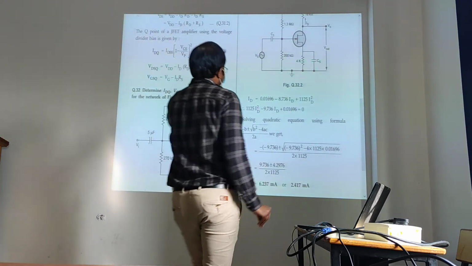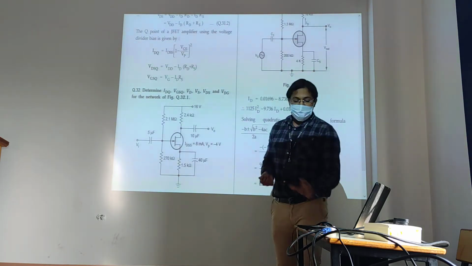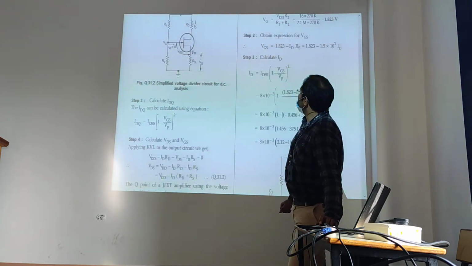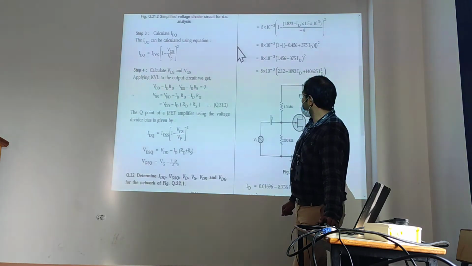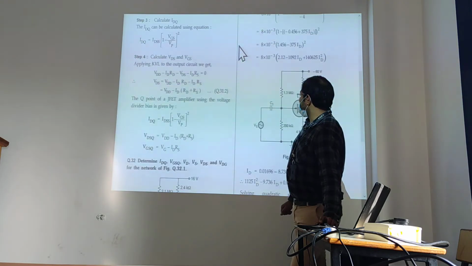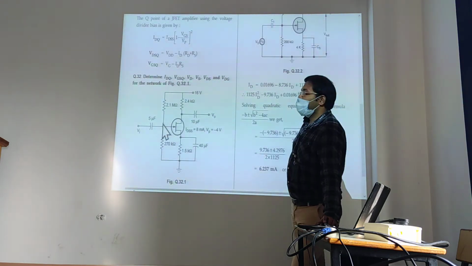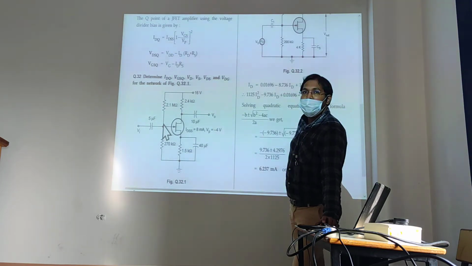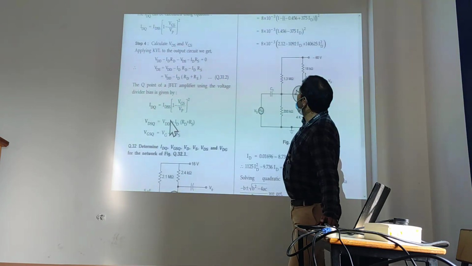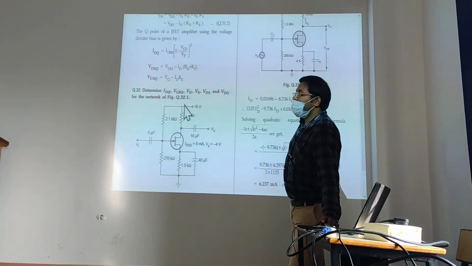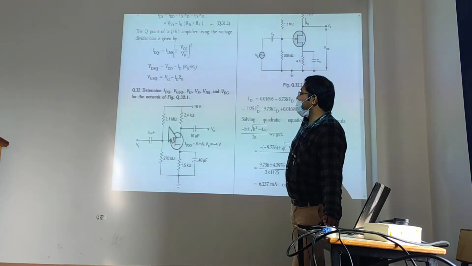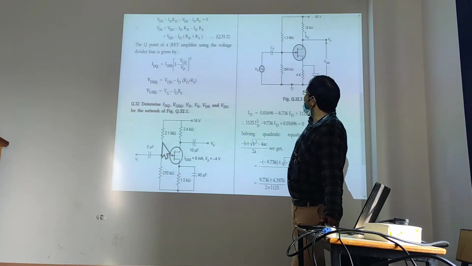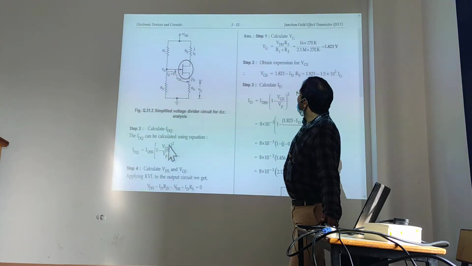So what we did so far? Quick recap. First, VG we are finding using voltage division rule. Using voltage division rule we are finding the voltage here. So remember, given the problem, first draw DC equivalent and then solve. So the voltage here, VG, we are finding using voltage division rule.